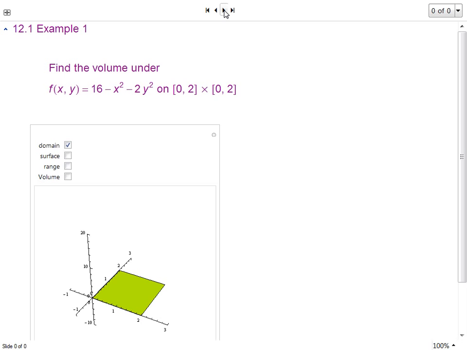Example. So we have a function here, a surface, right? I want to find the volume under it on 0, 2, 0, 2. So there's 0, 2, 0, 2. There it is.